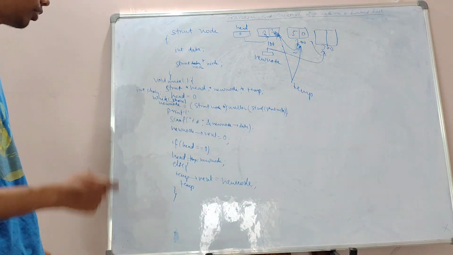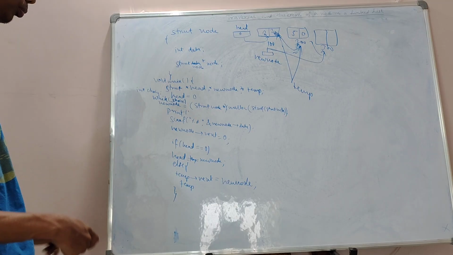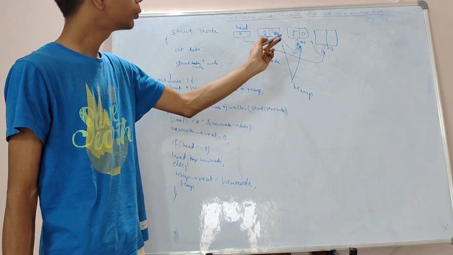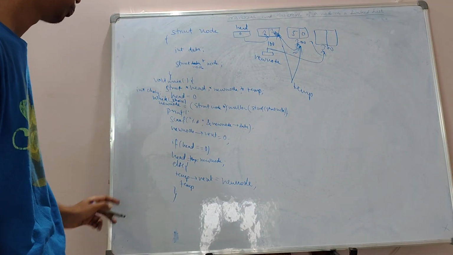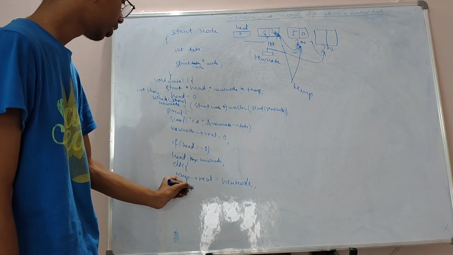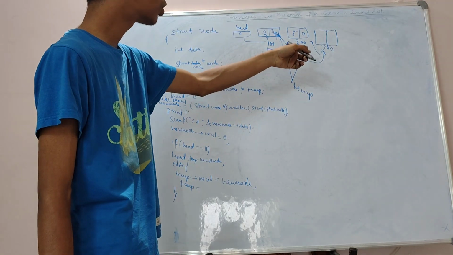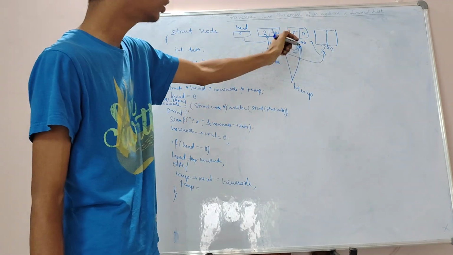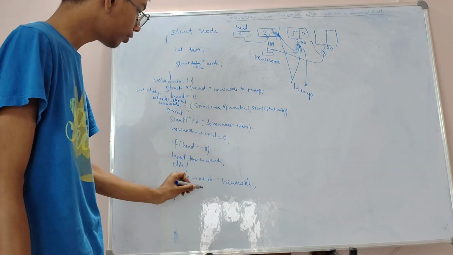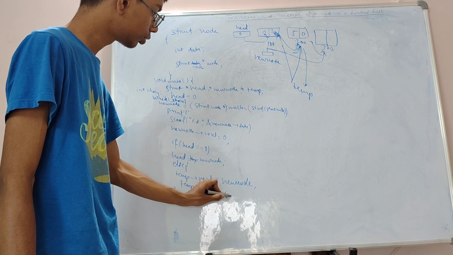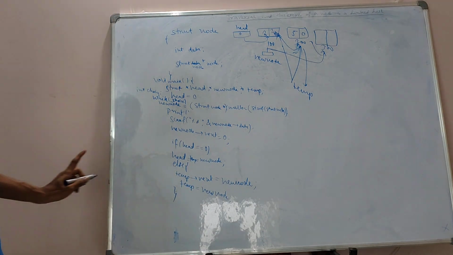So this time what I will do, I will point my temp to the next node, right? So I will give the address of my previous new node to that temp. So I will write here new node, right?